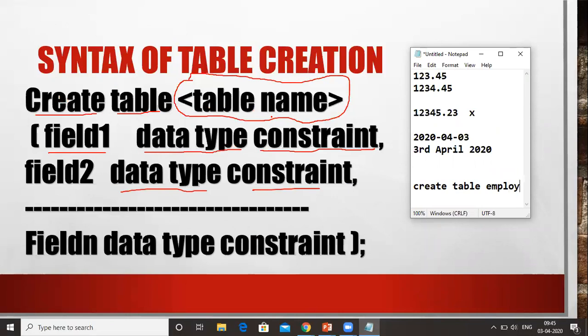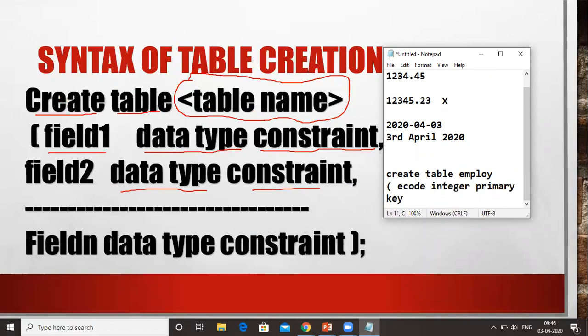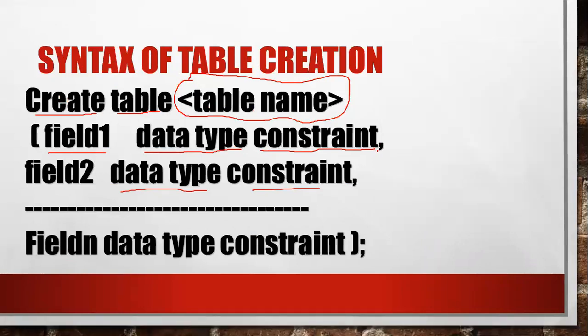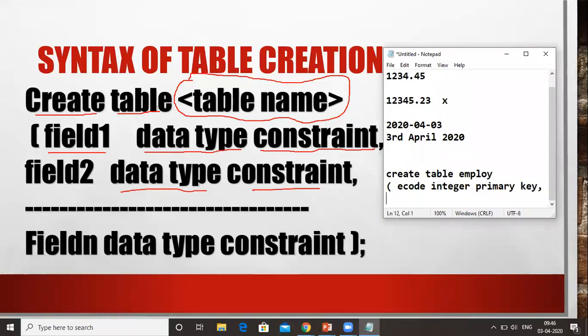After writing the table name, you press enter, then put the bracket, and then you write the field name. Suppose the field name is ecode, employee code, and then you write the data type for that field. Suppose the data type is integer, and then you put the constraint for that field. Suppose I put the constraint as primary key. After writing the constraint primary key, there is a comma. So put the comma and press enter, and then enter the data of the second field.